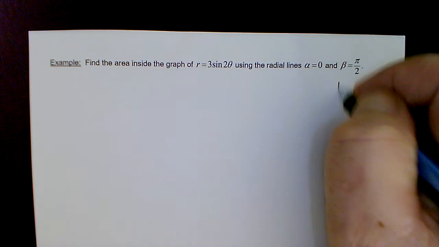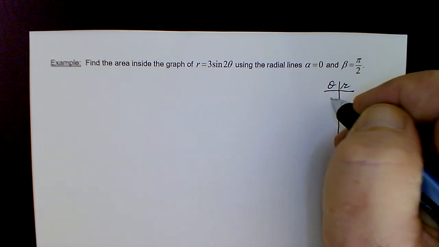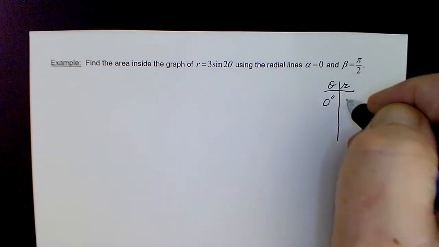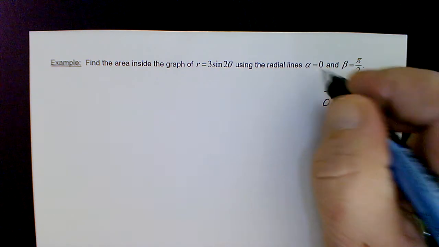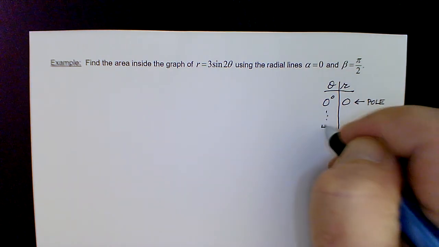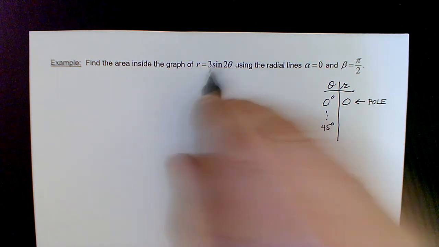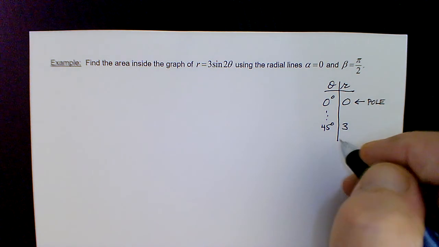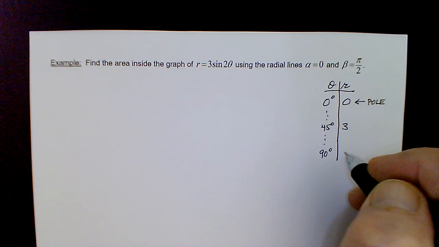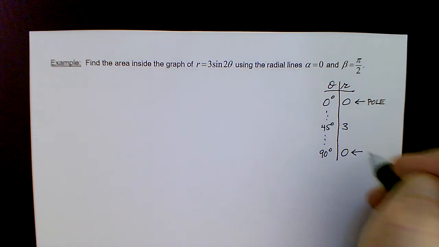But the table, the way these radial lines were determined, theta and r, 0 degrees, plug in a 0, sine of 0 is 0, so that's a pole, so that's why 0 is one of the radial lines. You go through and get more. I'll just do a 45 degree one here. That's the sine of 90, which is 1 times 3 is 3. And then at 90 degrees, sine of 180, that's 0. That's another pole.